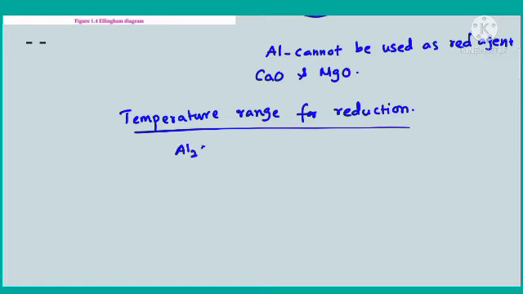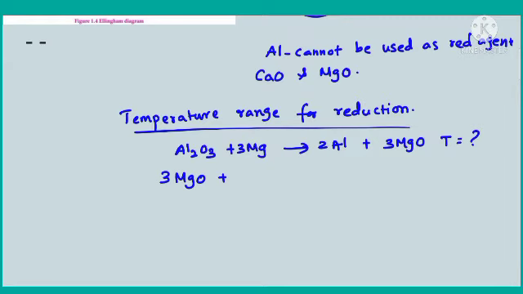So you want to reduce aluminum oxide using magnesium as a reducing agent. As a result of that, you are supposed to get aluminum metal plus magnesium oxide, isn't it? Now, which temperature is suitable for this reaction? That is one question. Another one: you have magnesium oxide, which you want to reduce with the help of aluminum into magnesium metal, and that aluminum will take up the oxygen so that it will form aluminum oxide. For the second reaction, what is the temperature condition? Okay, the range of temperature which is required for this reduction.